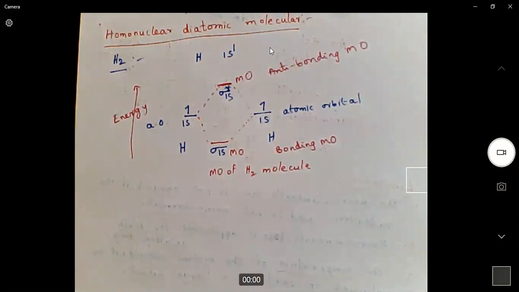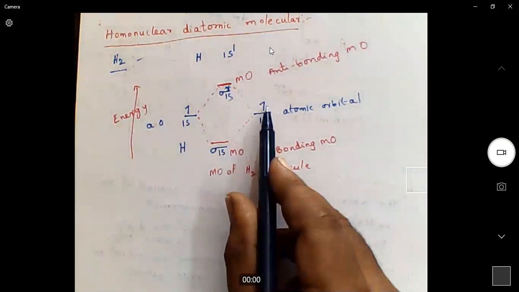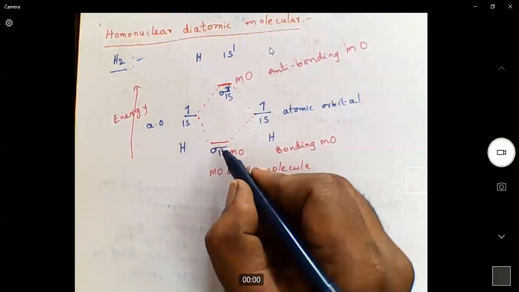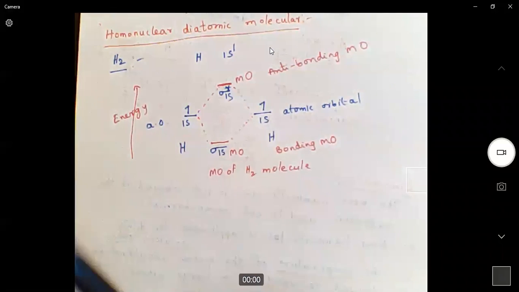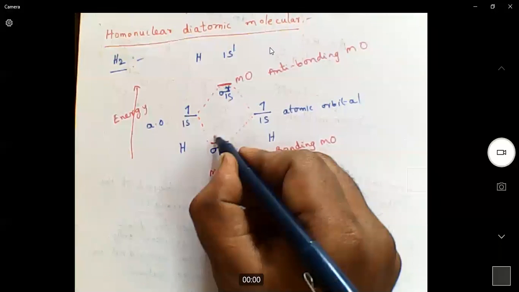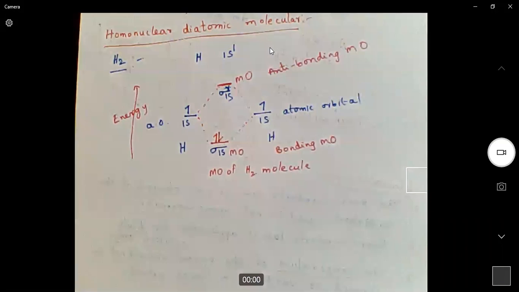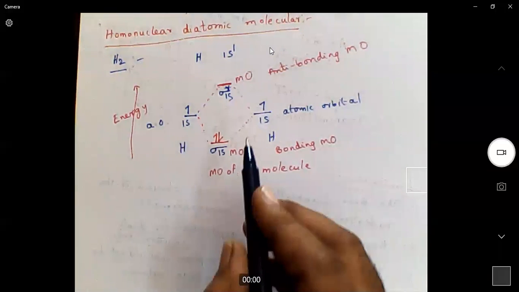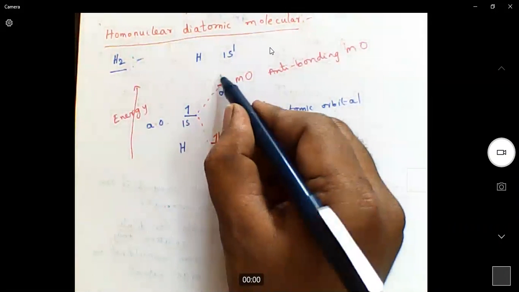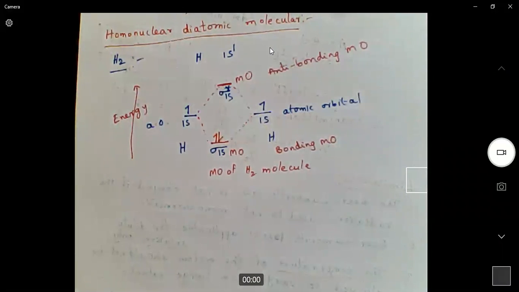Now if we want to place these two electrons in MOs, as I said, each MO can accommodate two electrons. So these two electrons from the two hydrogen atoms will be accommodated in this sigma 1s MO. Because there are only two electrons, we accommodate two electrons here, and we don't have any additional electrons for the anti-bonding MO. So this is how we need to construct a molecular orbital diagram for diatomic molecules.